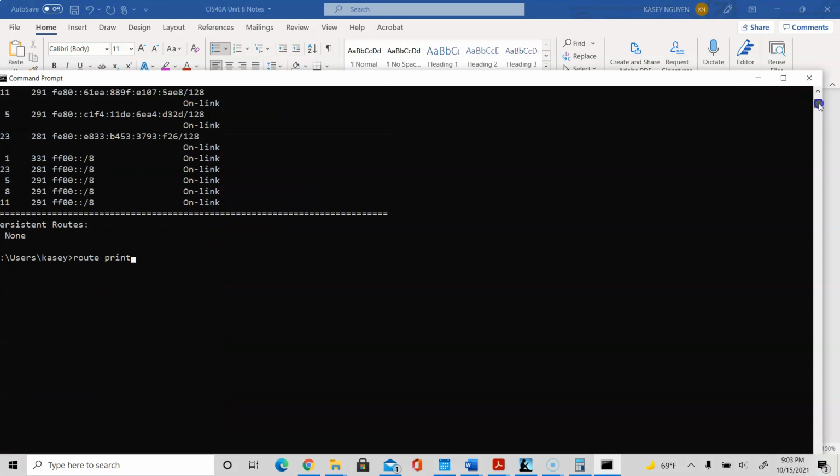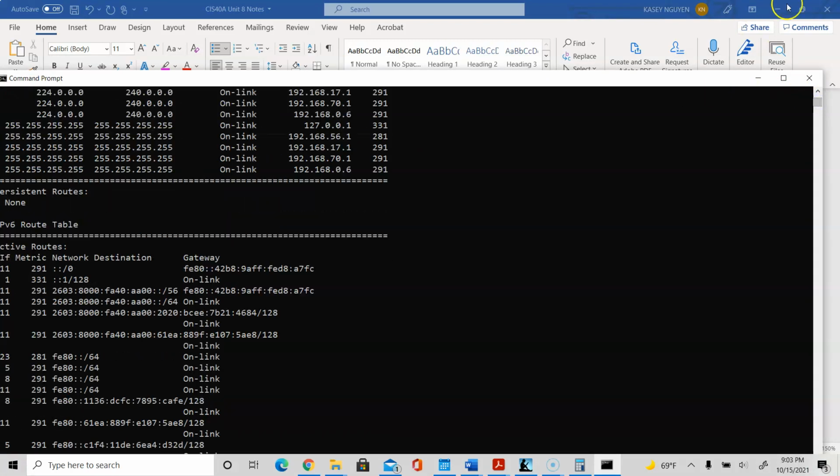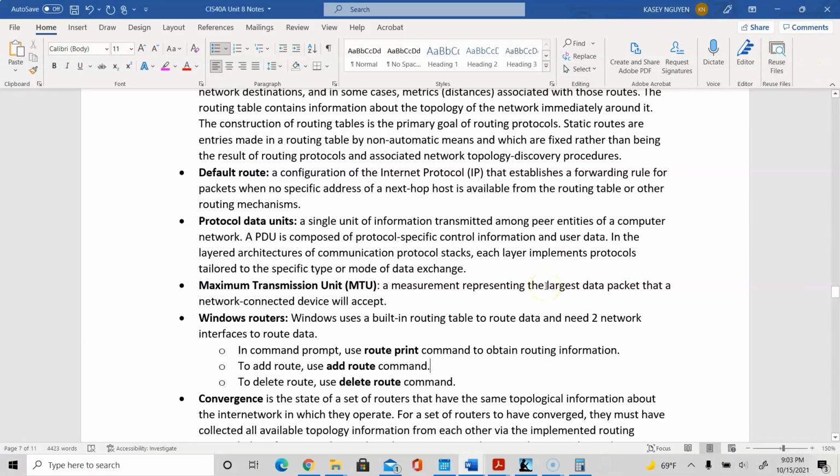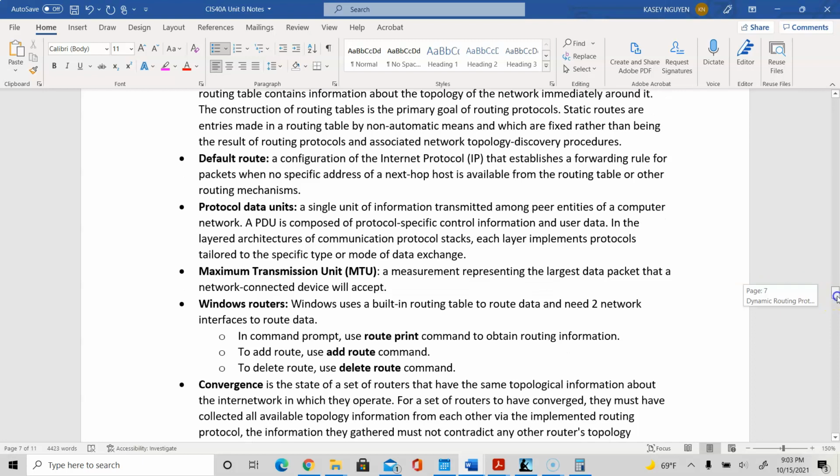Now you can also use the server to set it up as a router. In that case, you will need two network interface adapters, right, for in and out, and be able to set that up as a routing server.